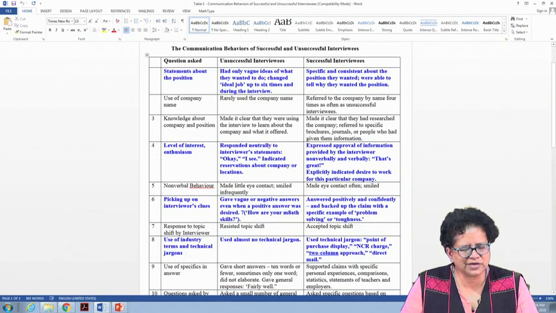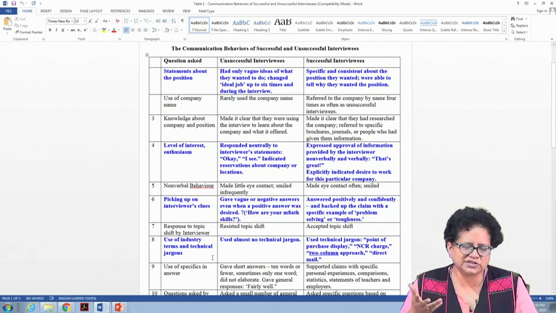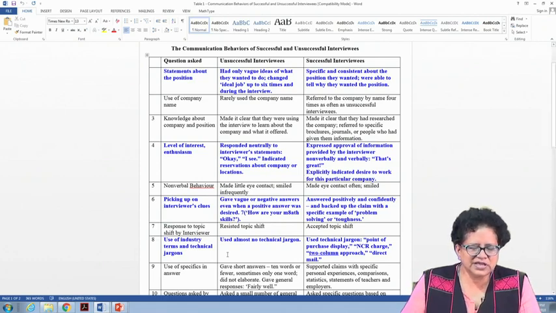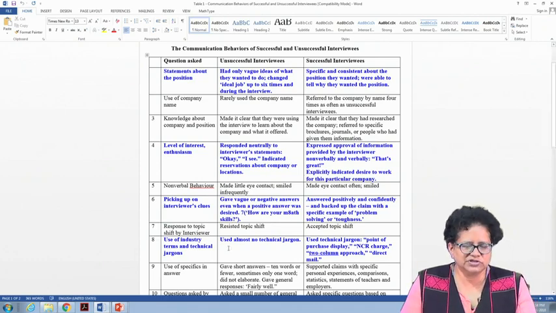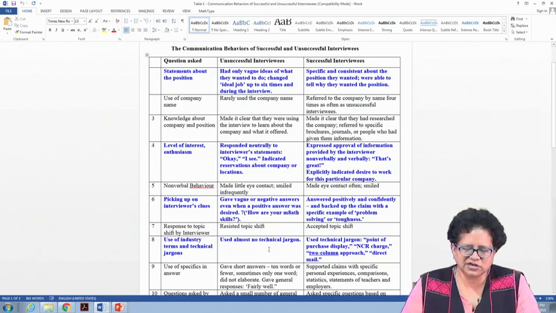We have the 8th one. Suppose the interviewer wanted to test your use of industry related terms, what is called technical jargon. The unsuccessful interviewees hardly used any technical jargon in their responses. On the other hand, the successful interviewees used technical jargon, for example, point of purchase display, NCR charge, 2-column approach and direct mail.